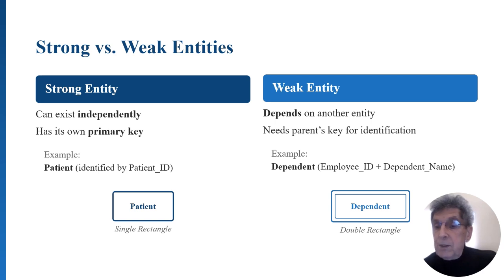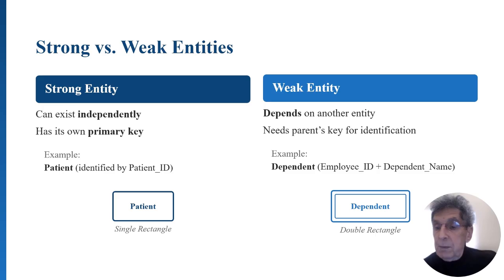A weak entity depends on another entity for its existence and identification. It cannot be uniquely identified by its own attributes alone. A classic example is the dependent in a human resources system. A dependent, like an employee's child or their health insurance, doesn't exist independently. You identify a dependent by the combination of the employee ID plus dependent name. Without the employee, the dependent record makes no sense.